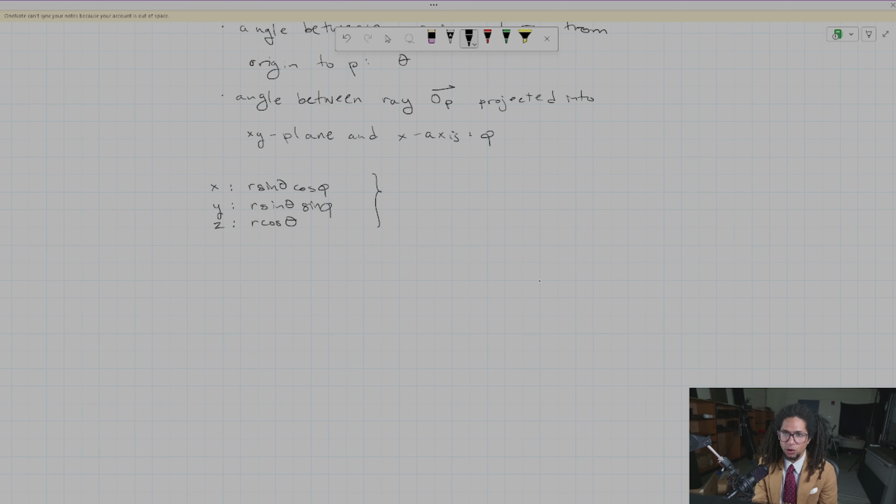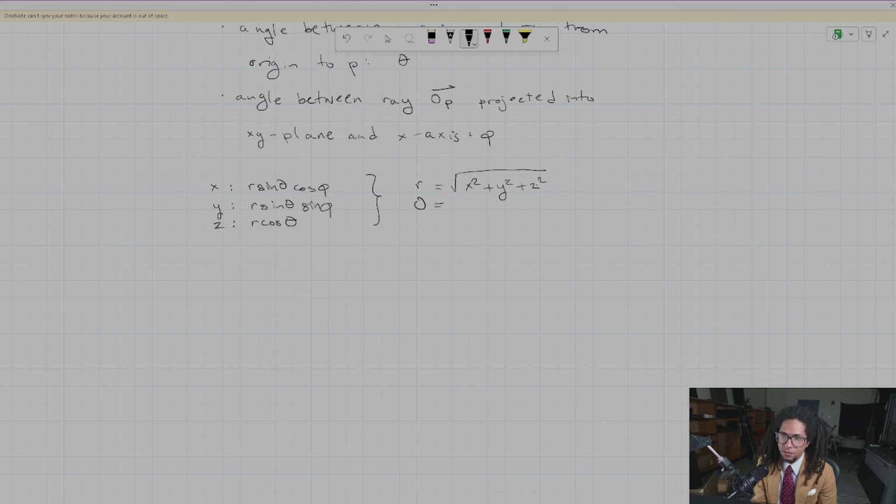Now we could invert these using, among other things, the Pythagorean identity. And I'll just give you what it is. So r is equal to the square root of x squared plus y squared plus z squared. Maybe not that hard to see this one because r is the distance to the origin, and this is just exactly the distance formula.